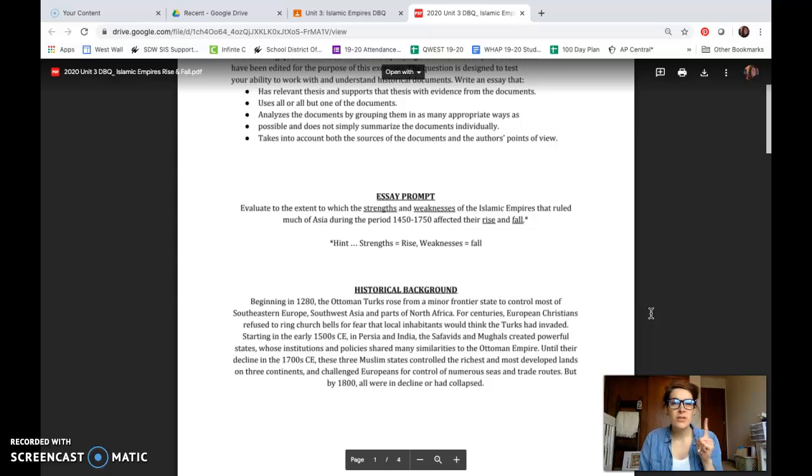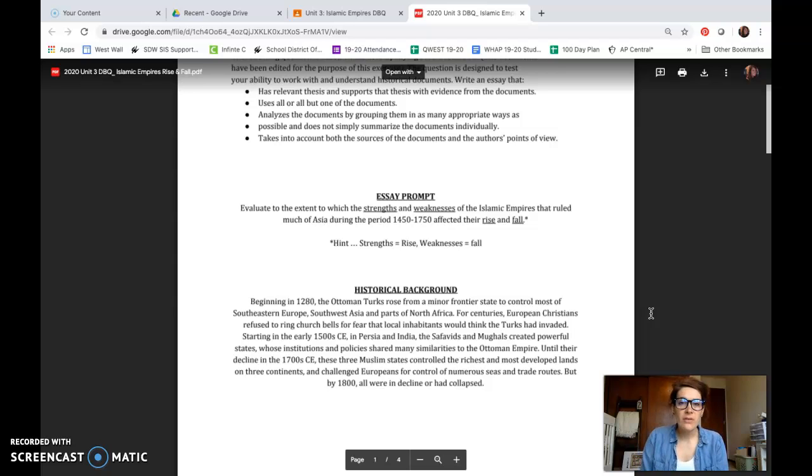The first thing that we are going to do is go through and analyze the prompt. The second thing that we are going to do is talk about the different documents that you are going to see in this prompt. And then the third thing we are going to do is talk about how you can organize these documents into claims for your own response.